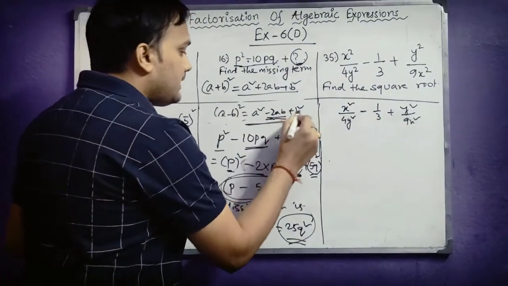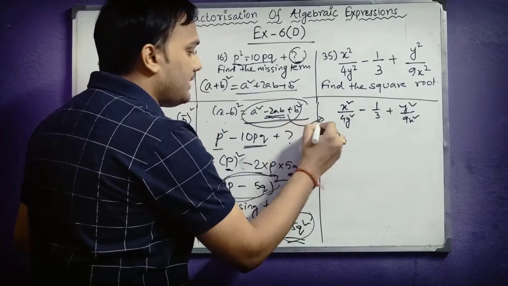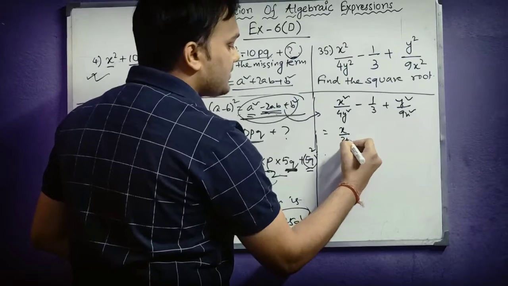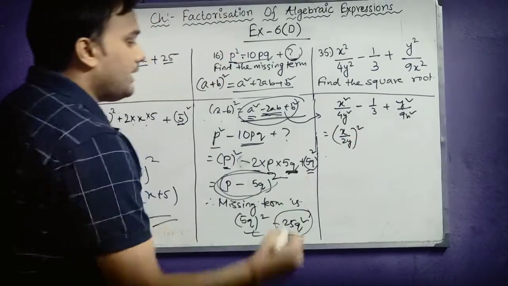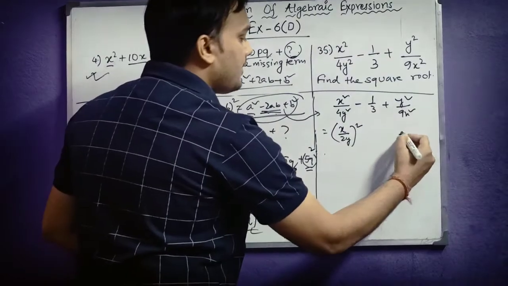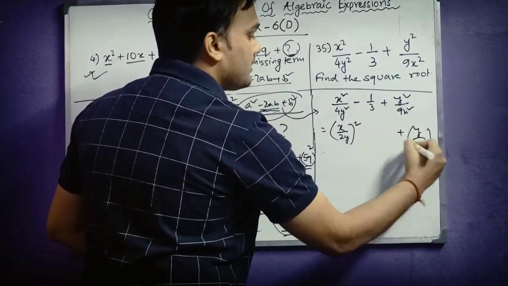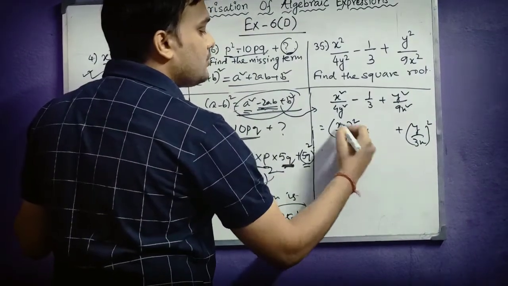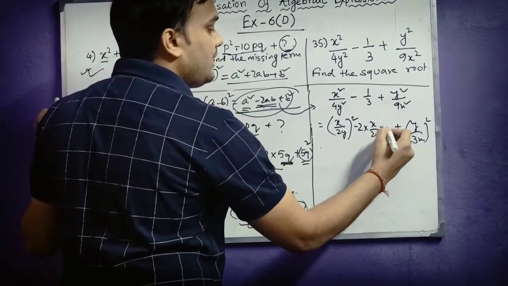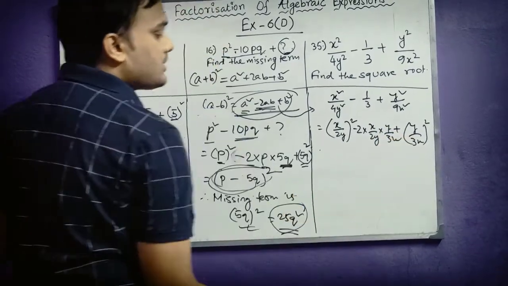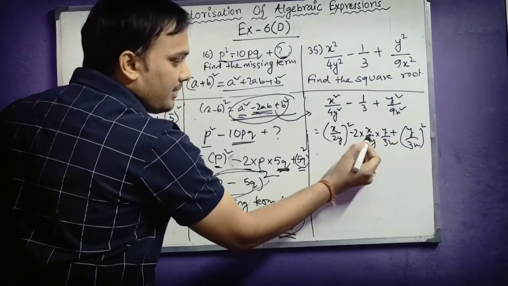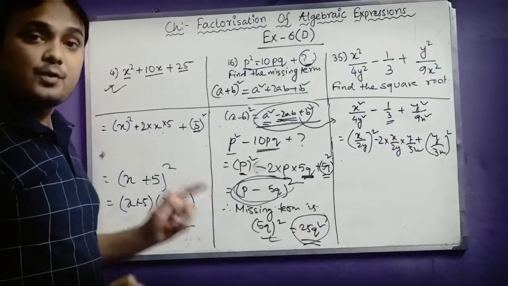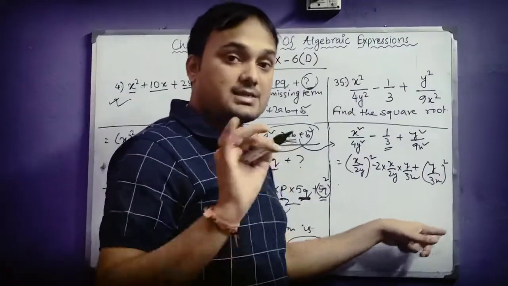So first, this should be compared with this. Here it is a square. Express this as a square. It will be x by 2y whole square. Then last one is b square, so last one will be y by 3x whole square. And in between it is minus 2ab. So it will be minus 2 into a, that means x by 2y, into b, that means y by 3x. Now you cross check. If you cut this y and y, this x and x, and 2 and 2, only minus 1 by 3 remains.